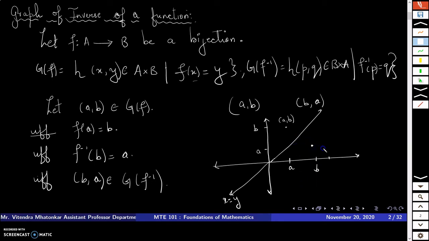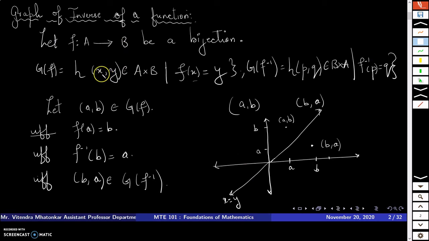So the point (b, a) is nothing but the reflection of the point (a, b) about the line x equal to y, right? So this is the line x equal to y, and if (a, b) is here, (b, a) will be here. It will be the mirror image of (a, b) with reference to this line x equal to y, right? So what will be the connection between the graph of the function f and the graph of the function f inverse?